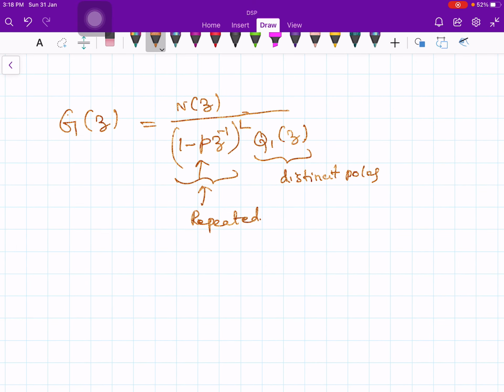Okay, so q1 of z contains other poles. I mean q1 of z does not contain the pole at z equal to p. All of them have been taken care of. Now then, provided the degree of n of z is 1 less than the degree of the denominator. What is the degree of the denominator? L plus the degree of q1 of z.